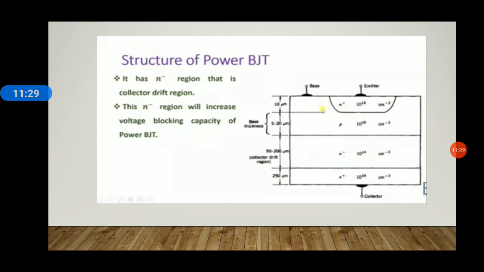Then comes the collector region, which is again a highly doped N-type region with a doping concentration of 10 to the power 19 per centimeter cube and which is 250 micrometer wide.